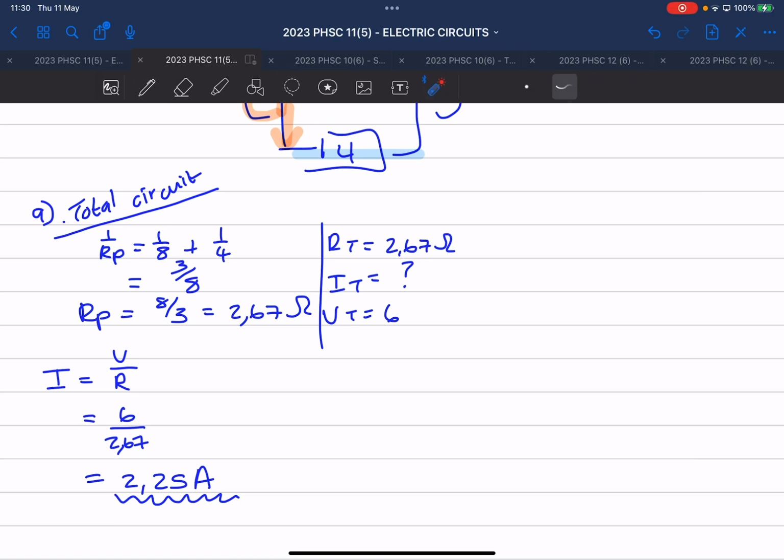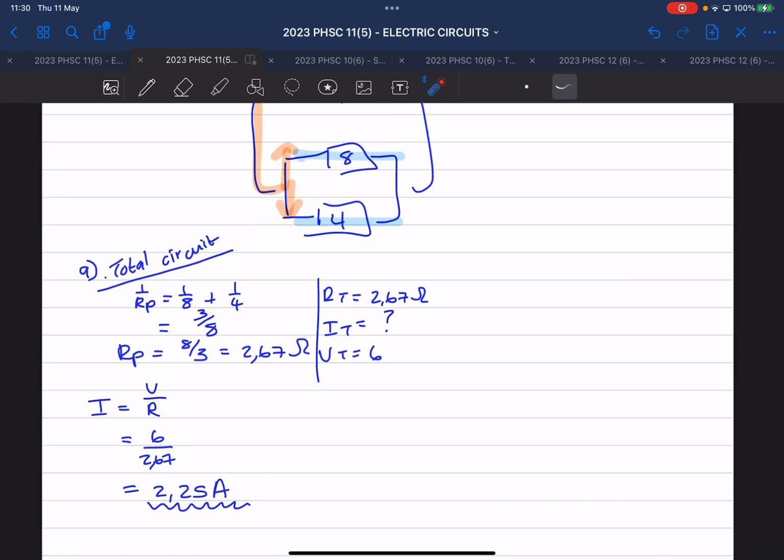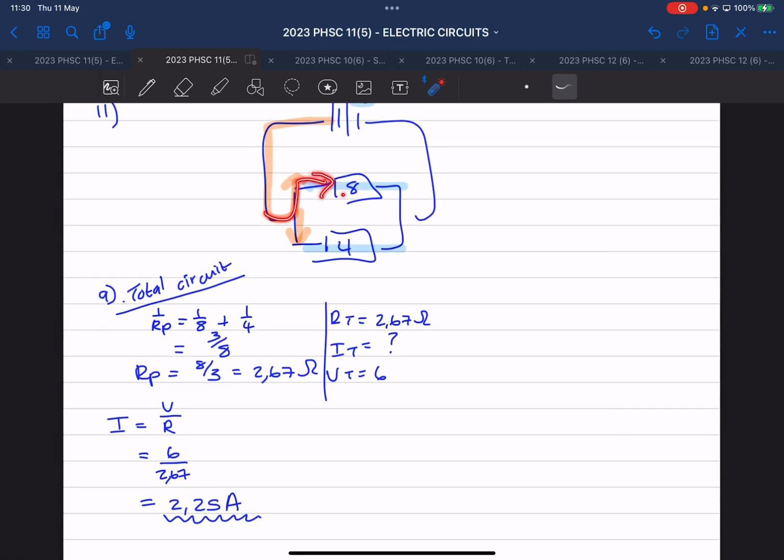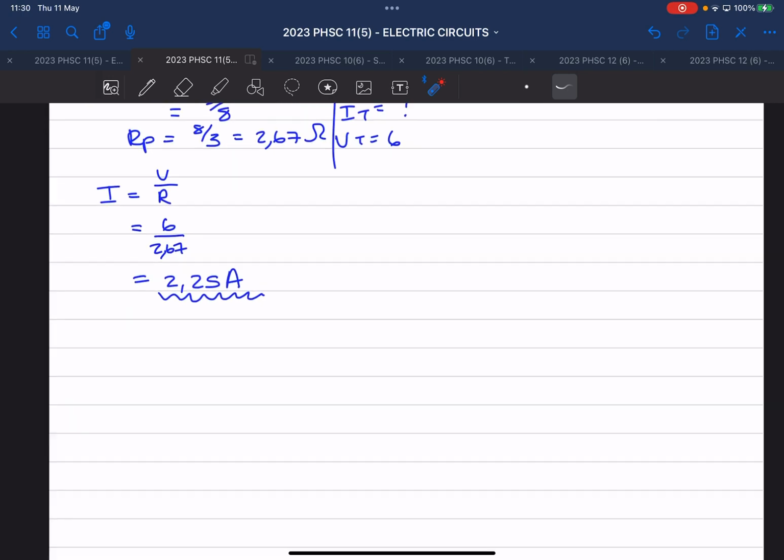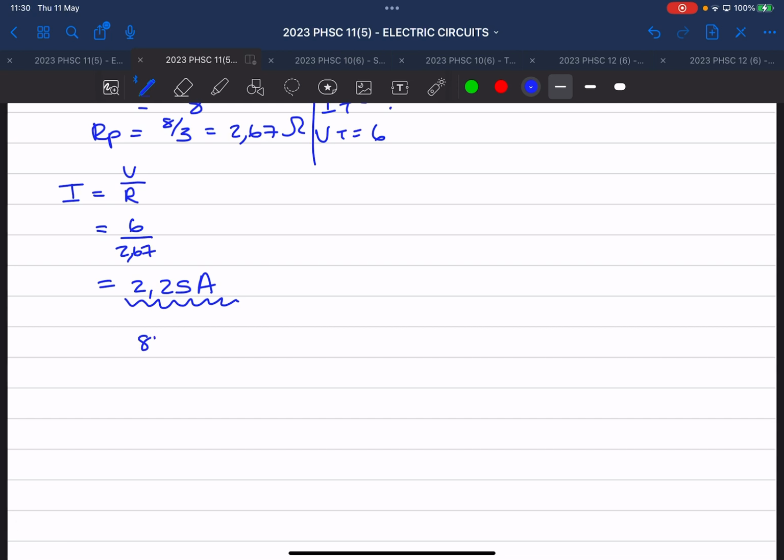Okay, so this is the total current in the circuit. So not the current that goes through the 8 ohms. It's the total current in the circuit. Now I want to get how much of that goes to the 8 ohms. I'm going to use ratios. Okay, our ratio is 8 versus 4. Together that gives us 12.